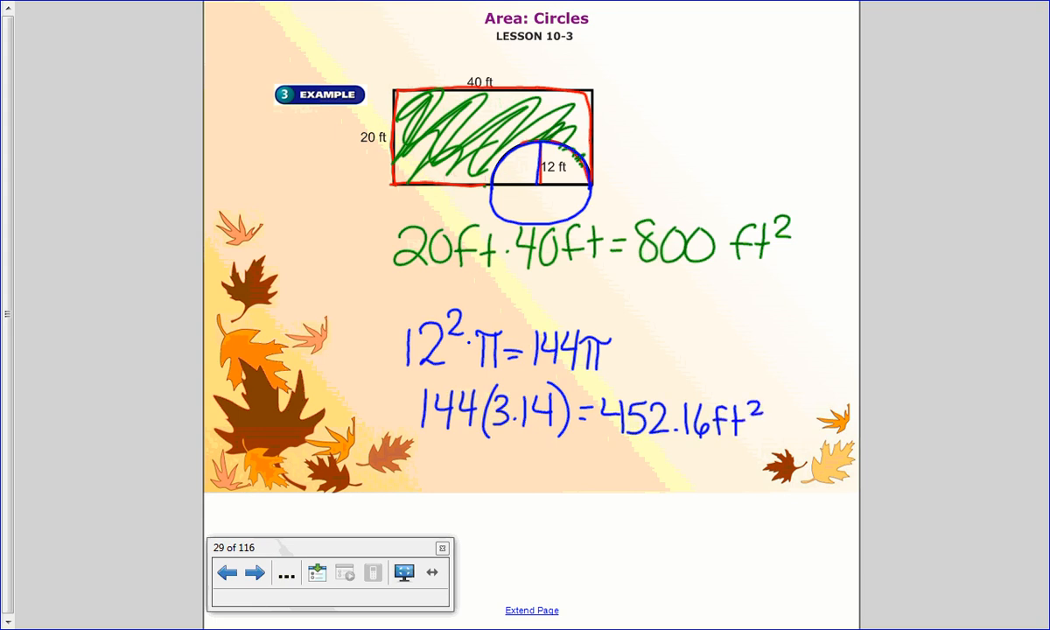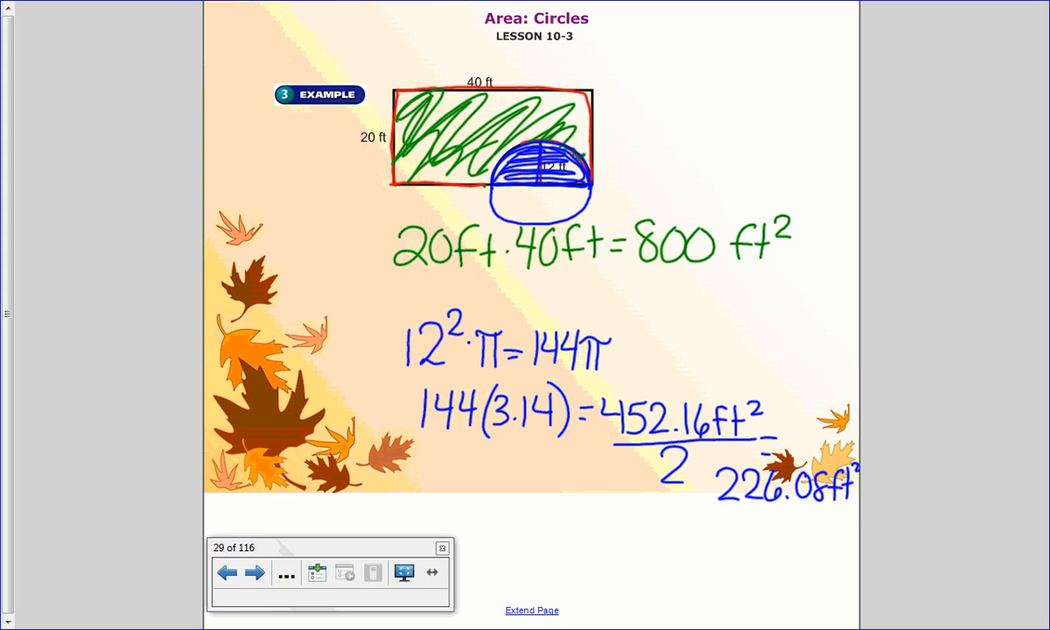Now here's the problem though. This whole thing right here is not 452 feet. Right? We found the area of a whole circle, but this shape didn't have a whole circle. But it's half of one. So to find the area of just that little piece there, you have to divide this answer by 2, because again, it's only half of a circle. So you get 226.08 feet squared.